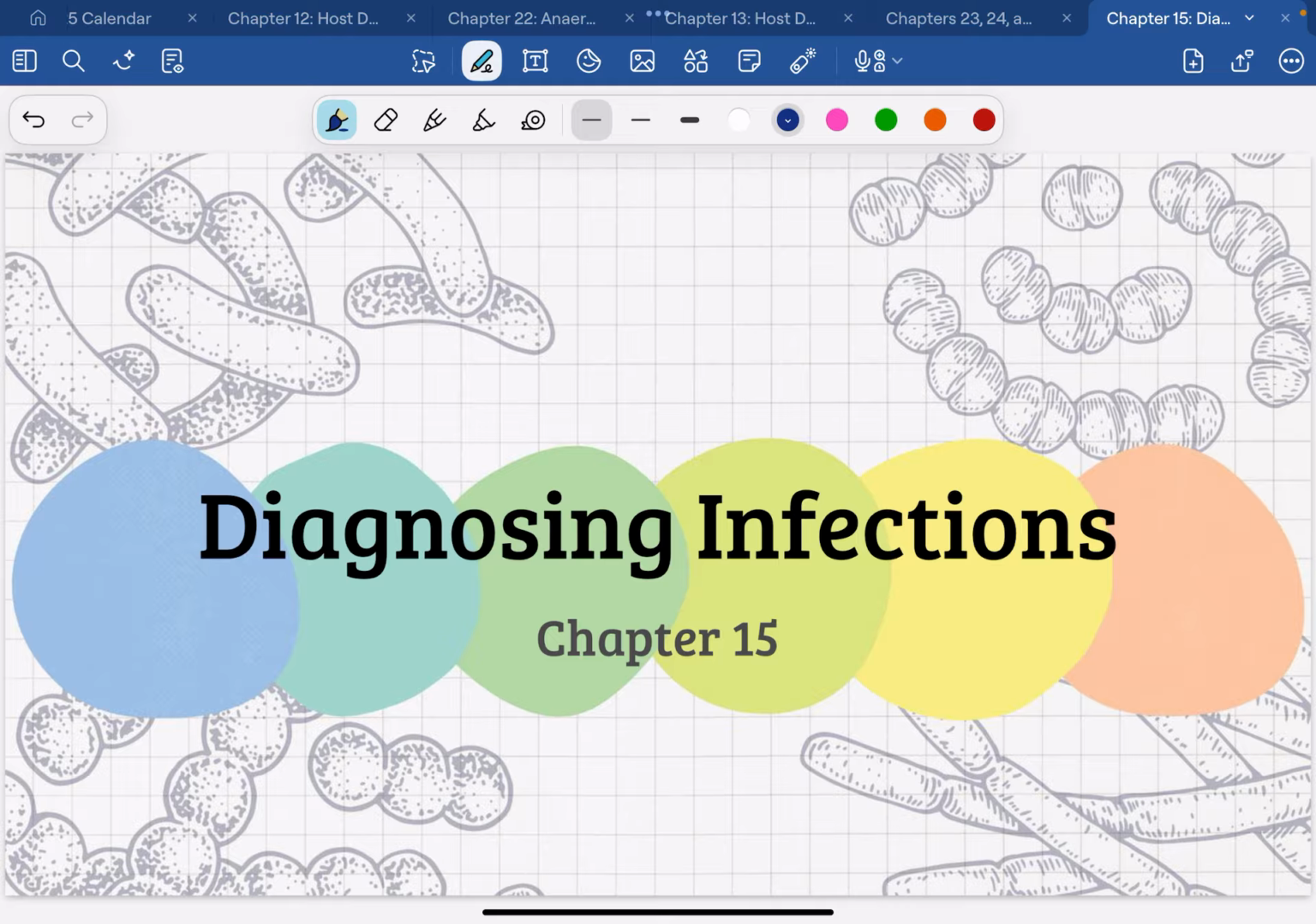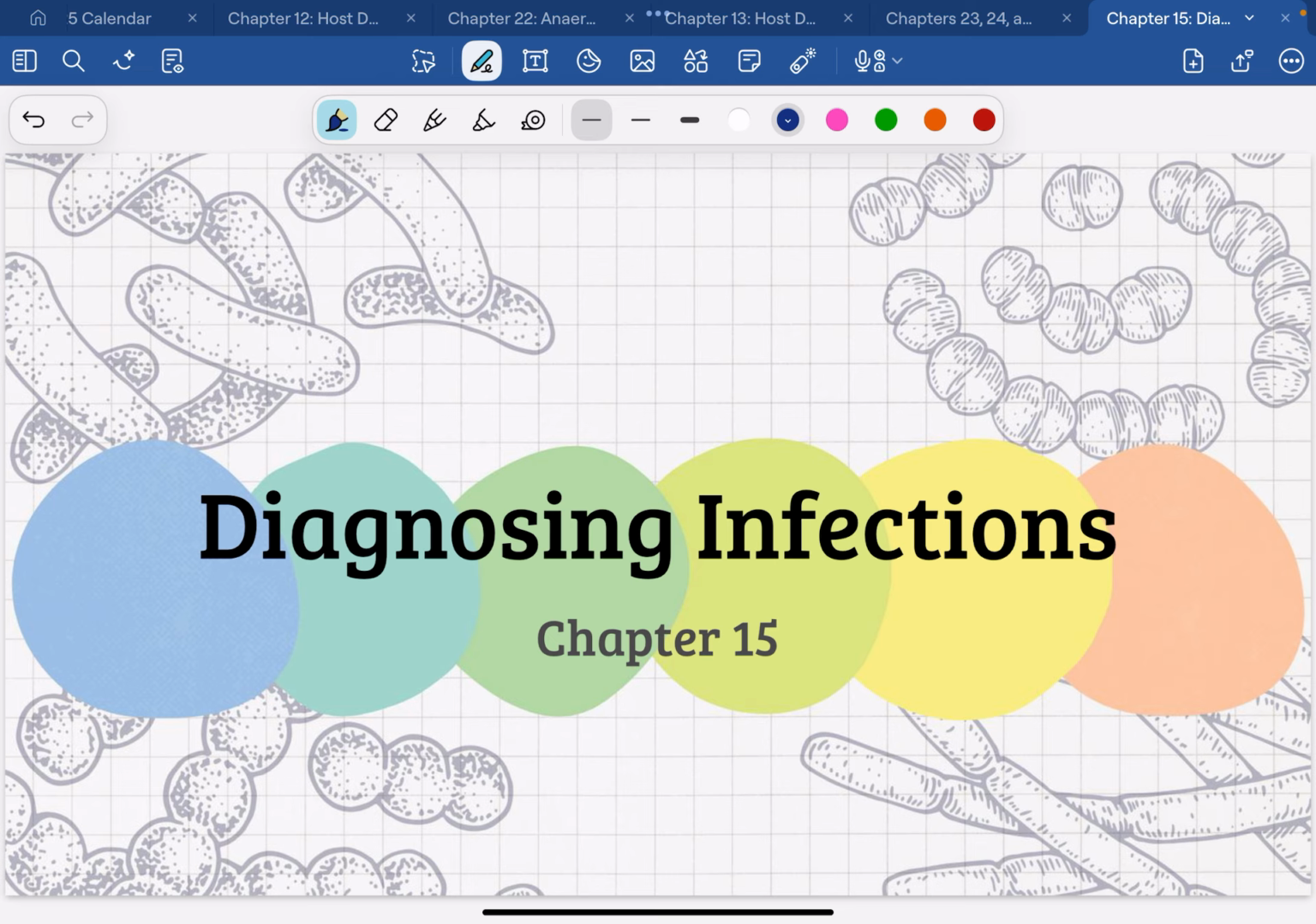Diagnosing infections is a very, very cool topic, and I wish we had more time to go into all of it, but a lot of it is intensely complicated, and we just don't have enough time to go through all of it. So we're going to go through kind of the basics, just so you get an idea of what the inside of a micro lab looks like in a hospital or a doctor's office, what they're generally trying to accomplish, and then we're going to move on.